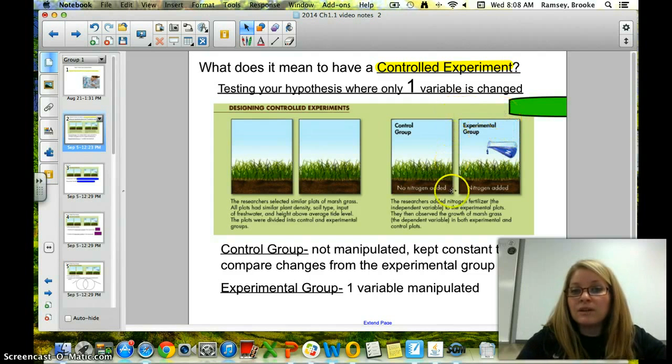Okay, so the one plot of grass that we are manipulating, we're going to call that experimental group. That's the plot of grass that we are purposely experimenting with to see effects of this nitrogen. The other plot of grass off to the side of it is called the control group. We do not change or manipulate that. It's kept constant, and that allows us to compare how the experimental group is changing based on the nitrogen that we added.